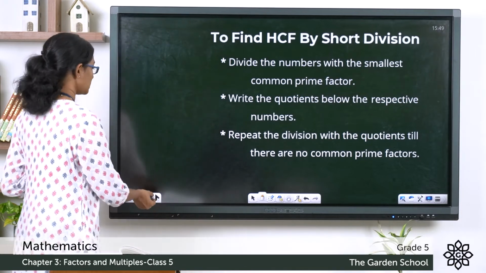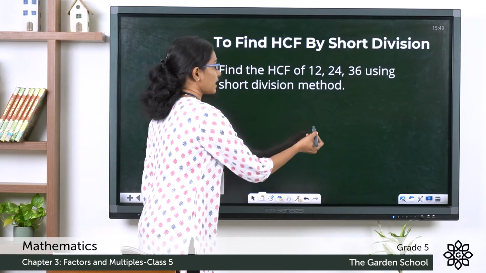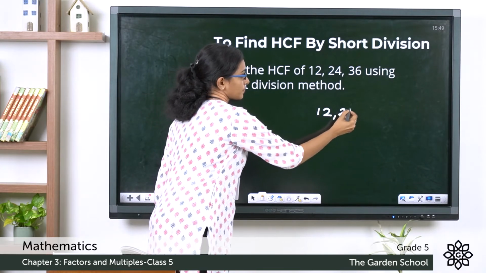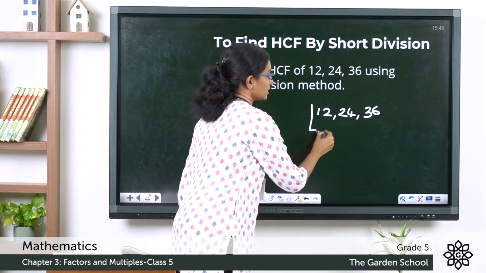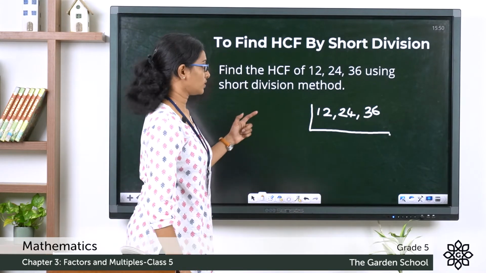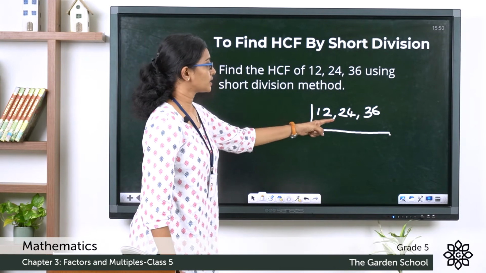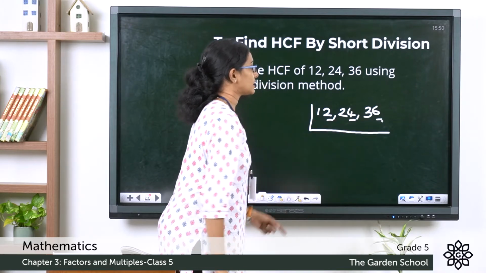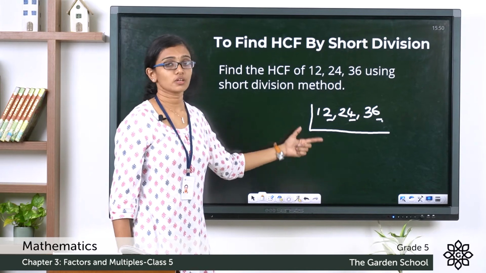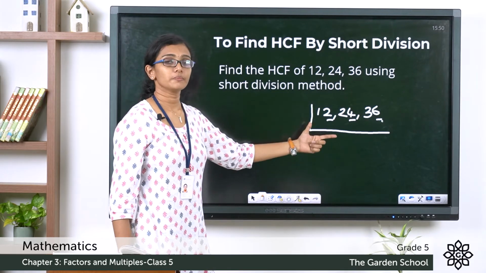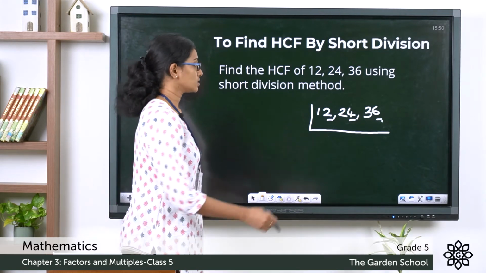Let's see the steps once again. Here you have the question 12, 24 and 36. First we have to write these numbers, then find a common prime factor for all these three numbers. I am drawing one grid here, and writing 12, 24, 36. All these numbers have an even number in the ones place. It means that all these are multiples of 2. Hence, these three numbers will be completely divisible by 2. So, the smallest common prime factor for these three numbers is 2.